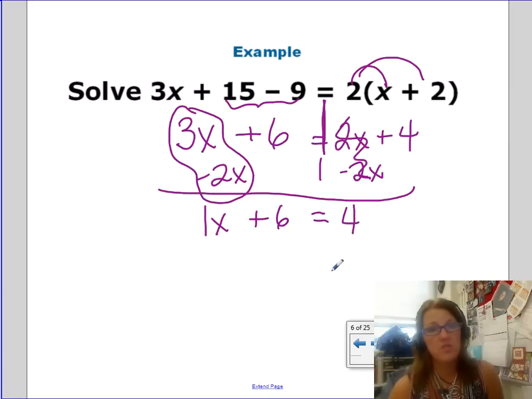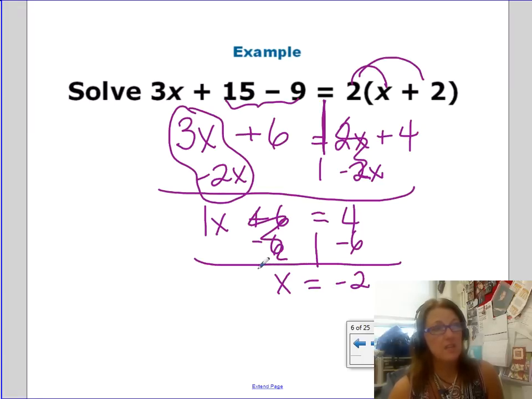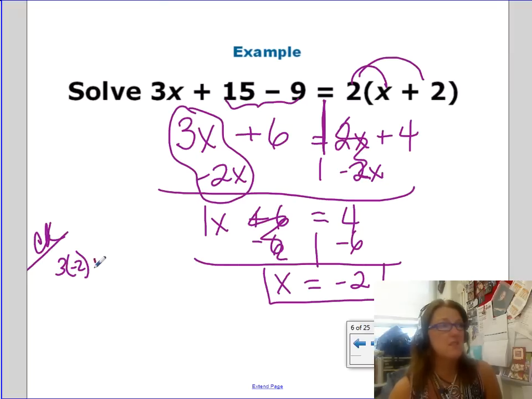Woohoo! You're almost there. To solve for x, now we simply have to subtract 6 on each side. That goes to 0, and you get x equals negative 2. Grab your calculator, seriously, and go through and check to make sure your answer makes sense. If you check your answer, you will never make a mistake, because if it doesn't work, you're going to go back and fix it. Negative 6 plus 15 minus 9.